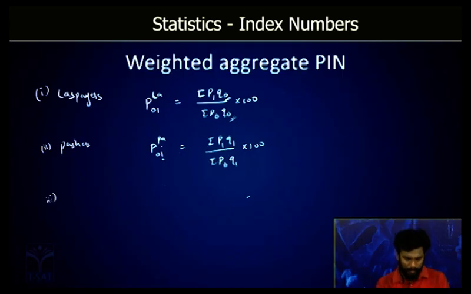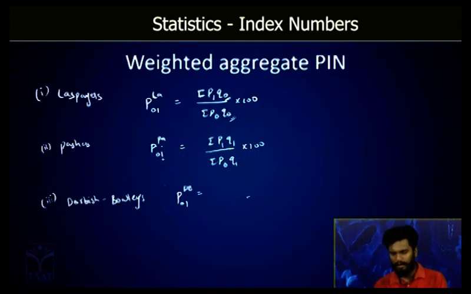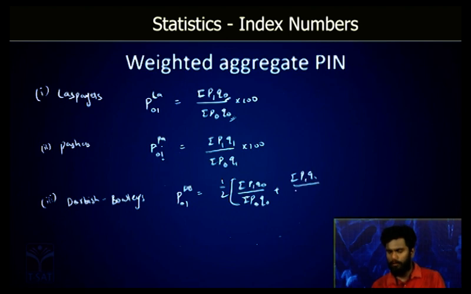Third one is Bowley's price index number, and it is denoted by P01 DB, and it is given by half into summation P1 Q0 by summation P0 Q0 plus summation P1 Q1 by summation P0 Q1, into 100. That is nothing but the arithmetic mean of Laspeyres and Paasche's.